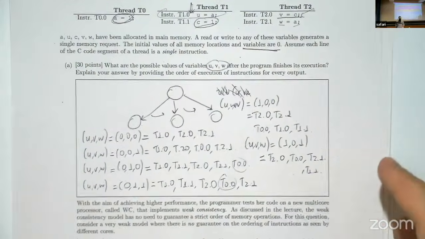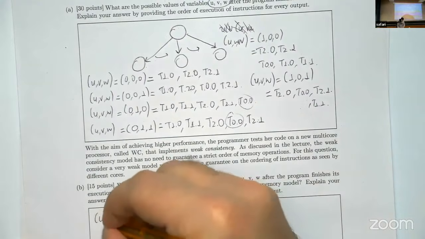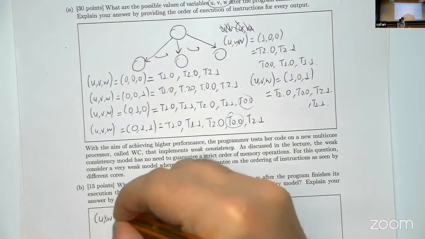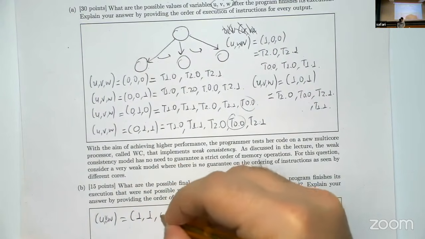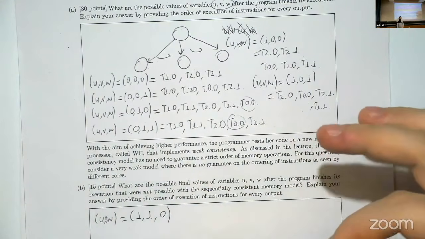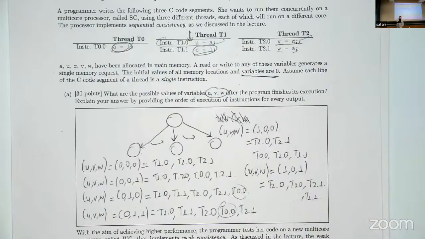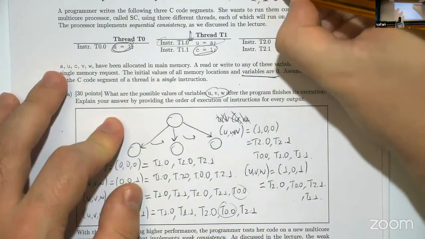And this is then the most interesting example: U, V, and W equals 1 1 0. Can someone argue why this is not possible? I'll show you the instructions again. Again, we want 1 1 0 for U, V, W.